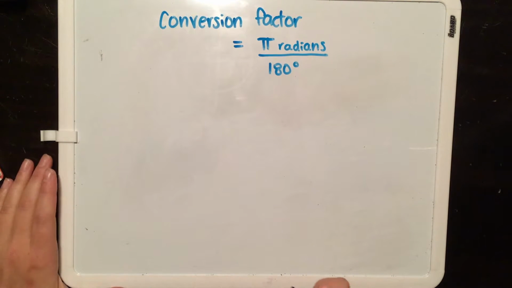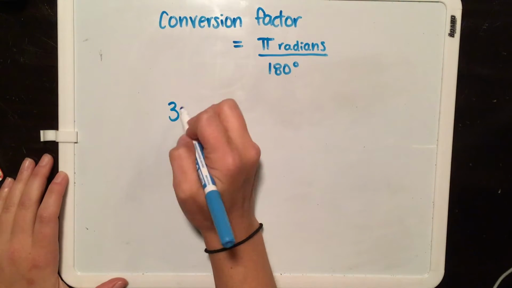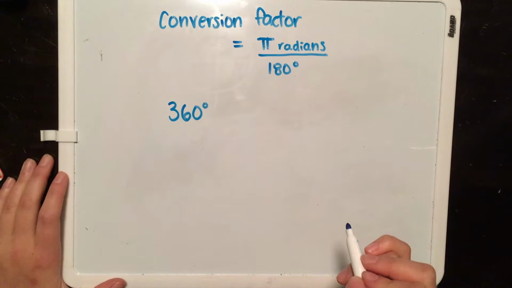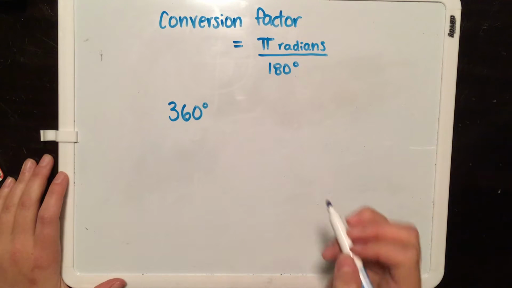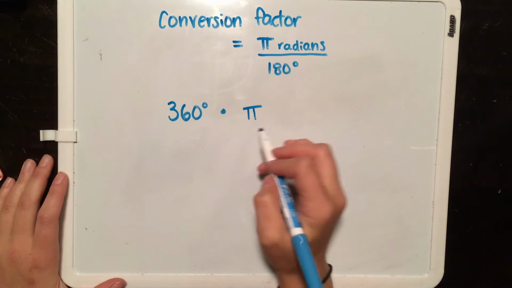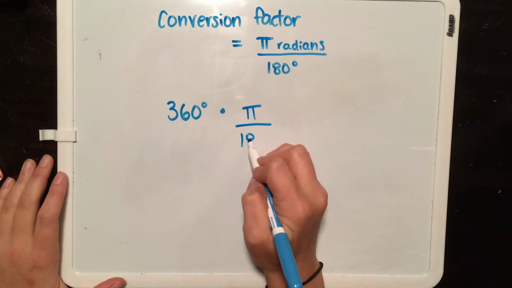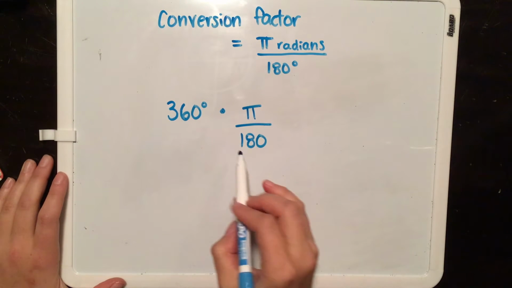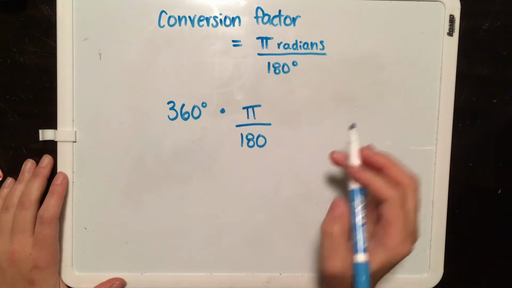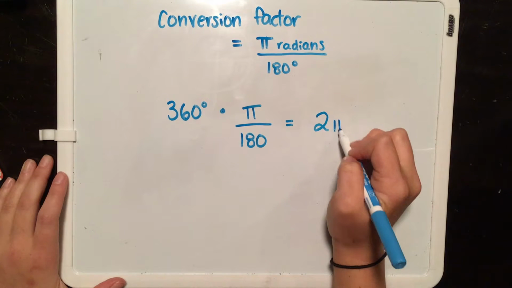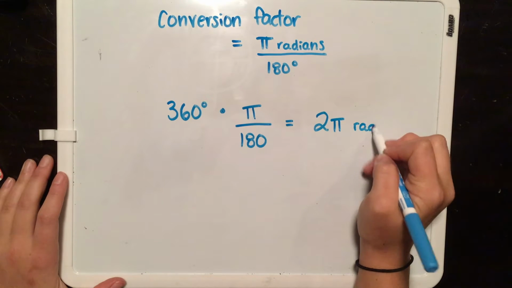Our next example is 360 degrees. And we want to convert this into radians. Multiply by the conversion factor, pi over 180, and 360 divided by 180 is just 2, so our answer is 2 pi radians.